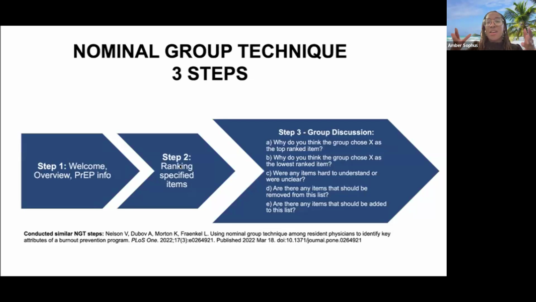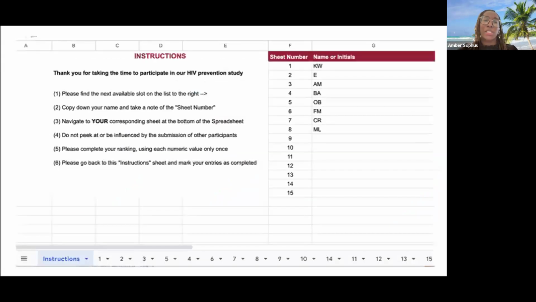So what does an NGT process typically look like in an online format? Let's say that I went ahead and I showed you a quick 5-minute PowerPoint. I introduced myself, I explained the purpose of the study and why you're here. I talked about PrEP and the process, what it is and so forth. And then I walked you through the actual steps and what I want you to do for that NGT process.